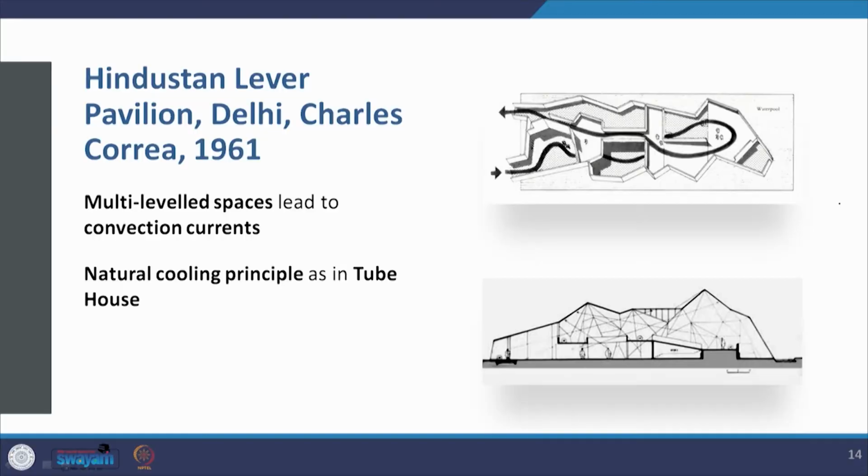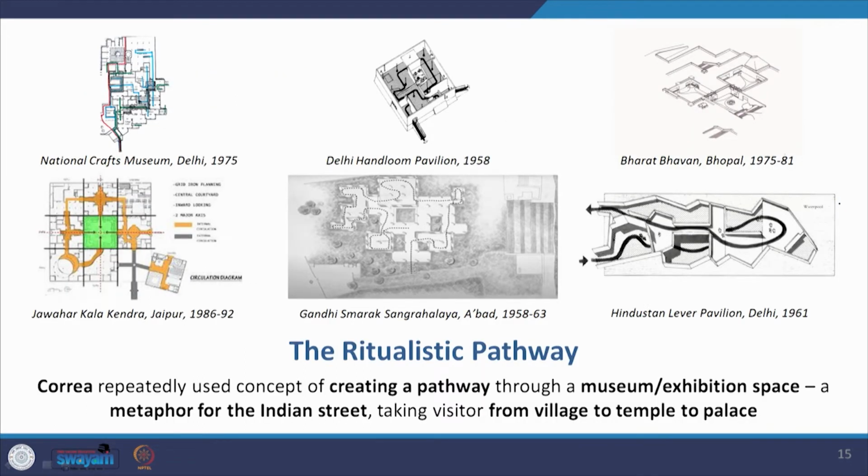Now because it's a modern building and levels are important here, the levels within this larger envelope are able to create that height, as in the Tube House, so also in the Hindustan Lever Pavilion. Therefore this natural cooling principle functions here also. Now there is also the architectural part of it. Like I told you, the very fact that there was a climatic response led them to innovative design solutions, led them to explore tradition and culture, and led them to create spaces that were responding to what a modern Indian building would be.